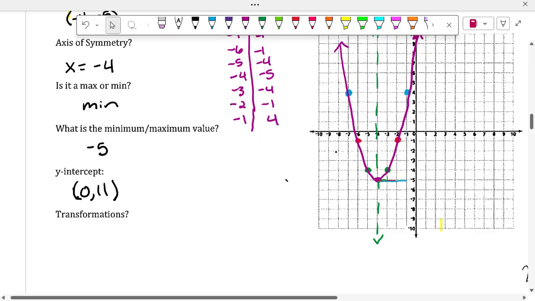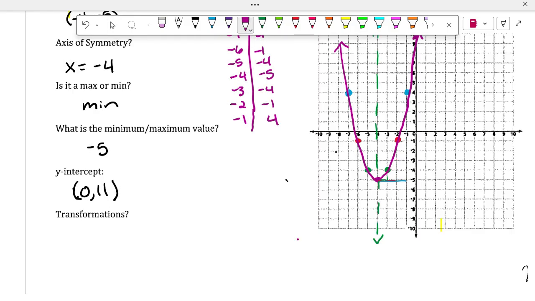So the vertex of the parent function is right here at 0, 0. So that's my parent function vertex. How do I get from my parent vertex to my new vertex? Left 4 and then down 5.